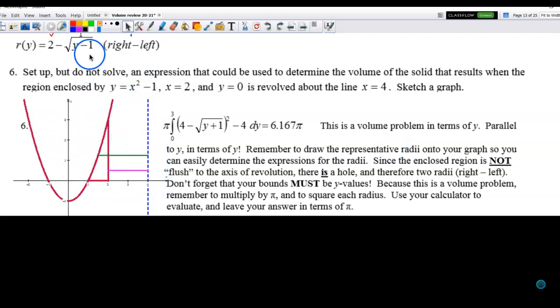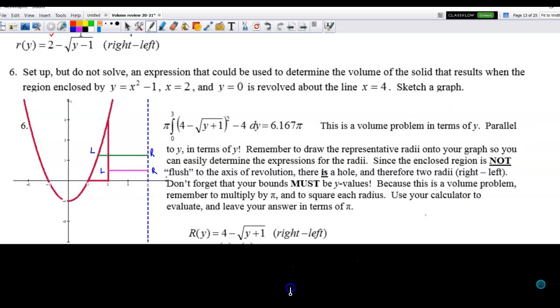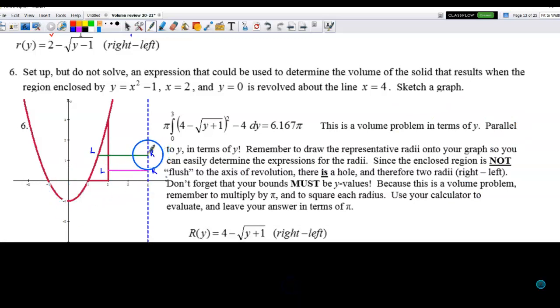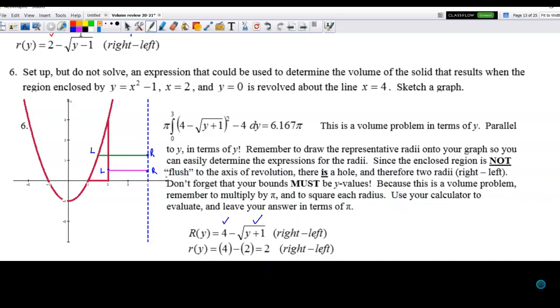So now we have a big R of y, and your radius is going to be, as you know, the right side minus the left side for big R, and the right side minus the left side for little r. The right side for both of these is 4, so big R is right here, 4 minus the parabola in terms of y, and little r is 4 right here, minus 2, and 4 minus 2 is 2, so little r of y is equal to 2.